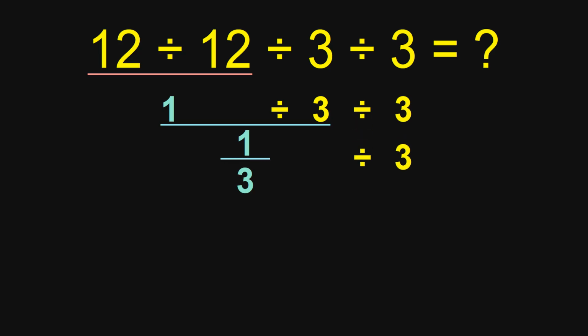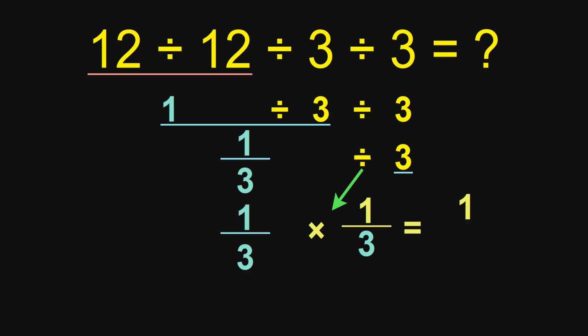And to do this division, we must drop down 1 over 3, then change the division to multiplication, and finally flip the 3 to give 1 over 3, which gives us 1 over 9. And this was our final answer for our problem.